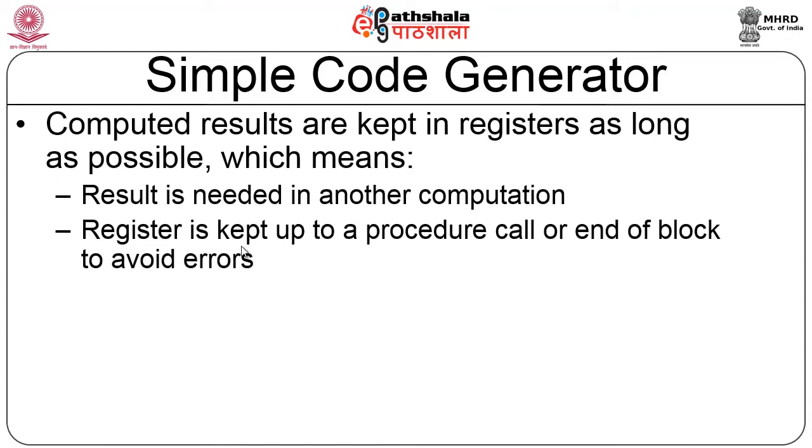Now in addition, the computed results are kept in registers as long as possible. Okay, that is, it is not taken off the register immediately, but it is kept unless the register is required for some other computation. In that case, you free the register. In addition to that, the register is kept up to a procedure call or end of block to avoid errors. So this is also required. Till a procedure call happens, the value is kept in the register. When a procedure call happens, the value is transferred back to the variable, and then you free the register for use. So that is one more thing.